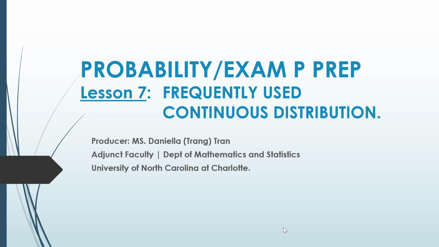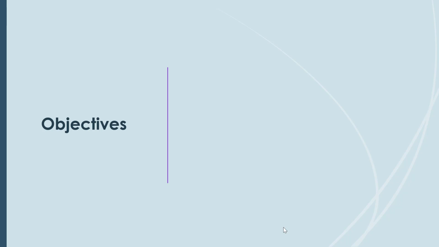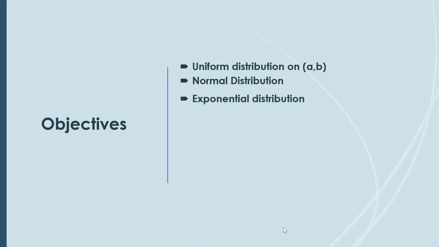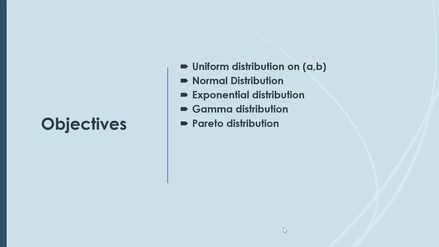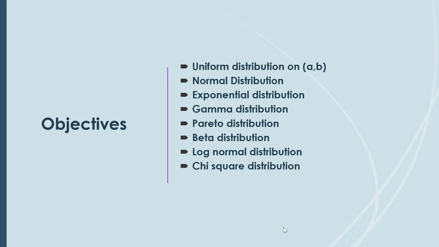In today's lesson, I'll be talking about frequently used continuous distributions. In continuous distributions, there are a total of 9 basic distributions: uniform distribution on interval AB, normal distribution, exponential distribution, gamma distribution, Pareto distribution, beta distribution, log normal distribution, chi-square distribution, and Weibull distribution. However, today I would like to focus on the first 4 distributions. Then in the next video, I'm going to talk about the last 5 distributions.